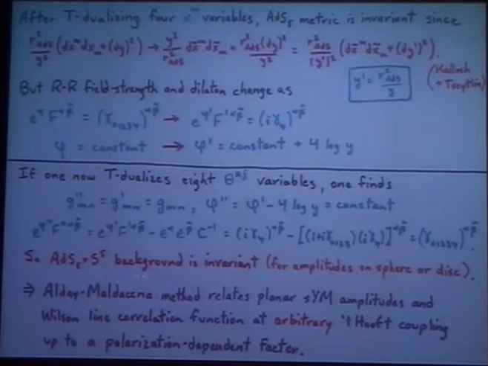So the AdS5 times S5 background is invariant, at least if you want to compute amplitudes on a sphere or on a disk. So, of course, amplitudes on a disk are related to planar Super-Yang-Mills amplitudes, as I'm sure Fernando Alday will discuss. So this relates planar Super-Yang-Mills amplitudes to Wilson line correlation functions, not just at large 't Hooft coupling, but at arbitrary 't Hooft coupling. At least if one ignores this polarization-dependent factor, which I won't say anything about here.